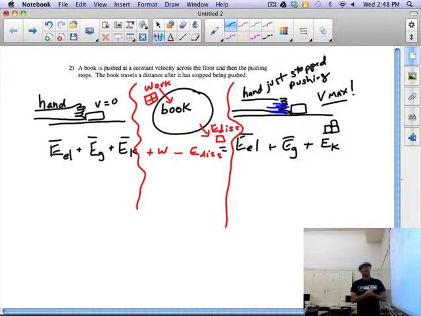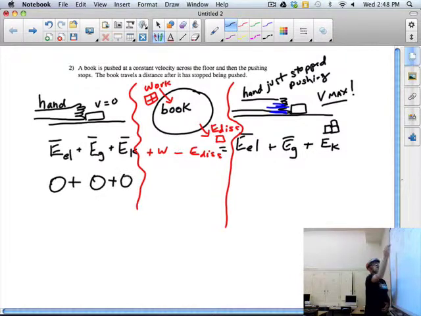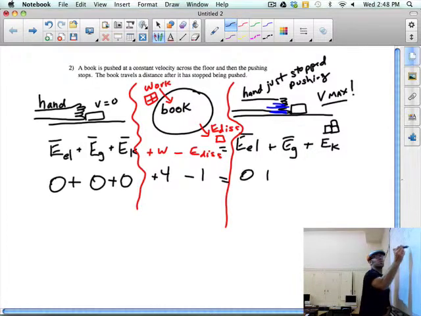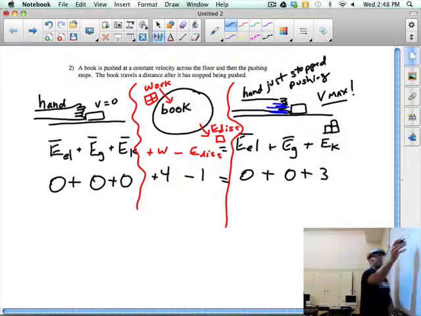Cool? Okay. Let's just make sure our equation makes sense. 0 plus 0 plus 0 plus 4 minus 1 is going to equal 0 plus 0 plus 3. Are we cool?